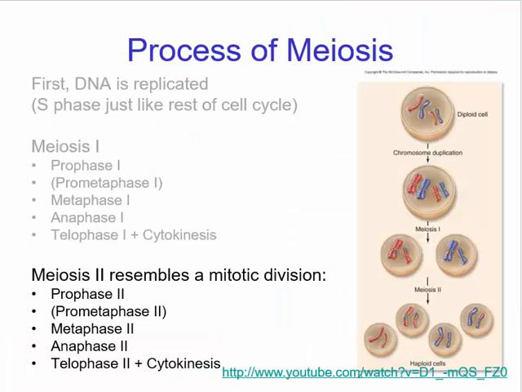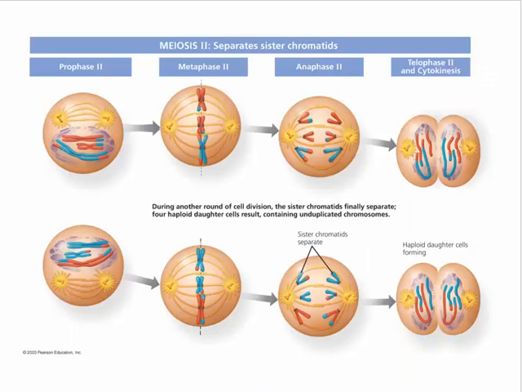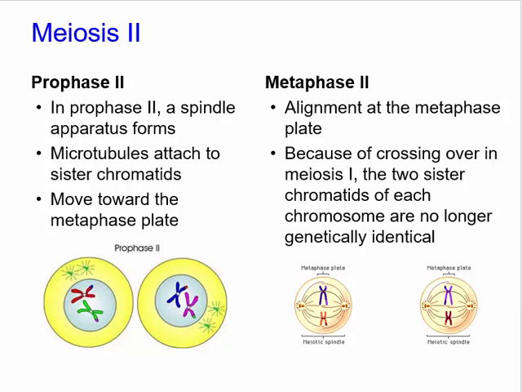Okay, so what happens next? Well, it's meiosis 2, which, as I mentioned before, looks like a mitotic division. Here's the general overview figure from your textbook: prophase 2, metaphase, anaphase, and telophase, and cytokinesis. We can look at each step here and some of the details of what's happening. We'll go through quickly. So in prophase 2, that spindle apparatus forms, the microtubules will attach to sister chromatids, and that nuclear envelope will dissolve, and the sister chromatids will start to move toward the metaphase plate, kind of like we see with mitosis. At metaphase 2, there'll be alignment at the metaphase plate, so lined up in the middle here.